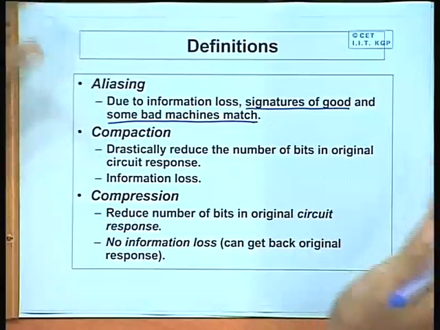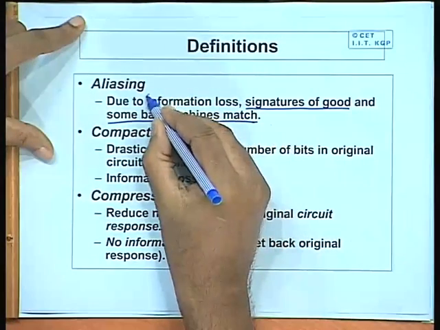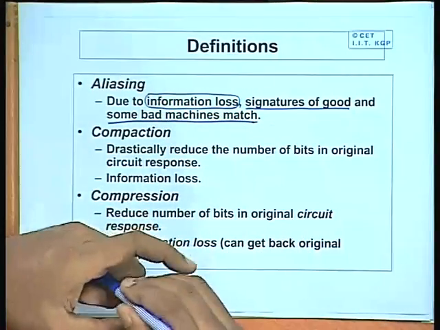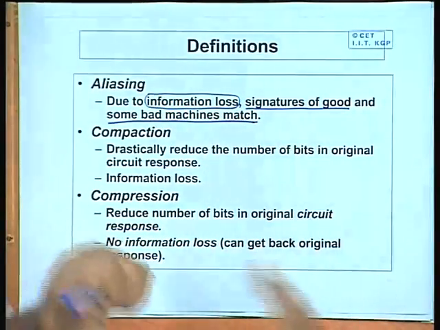Because compaction means we are leading to some information loss. Like a 1000-bit data, you are compacting into a 16-bit data, for example. Naturally, we are incurring information loss. Say a 1000-bit data had 2 to the power 1000 possible combinations. Now, a 16-bit signature has only 2 to the power 16. So, naturally, two patterns can always map to the same signature. So, there will be information loss and hence aliasing.